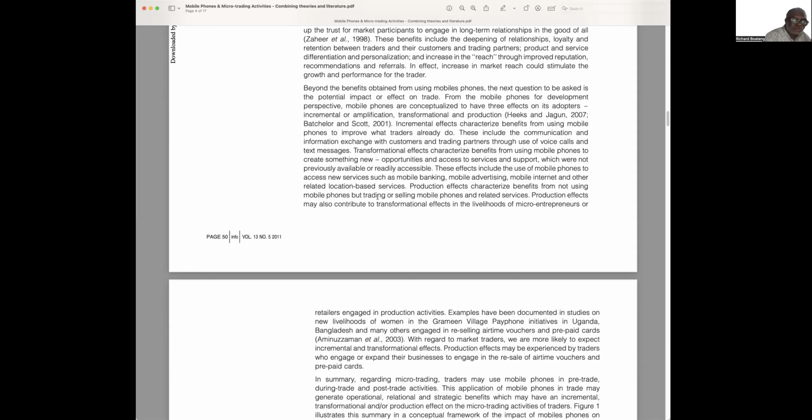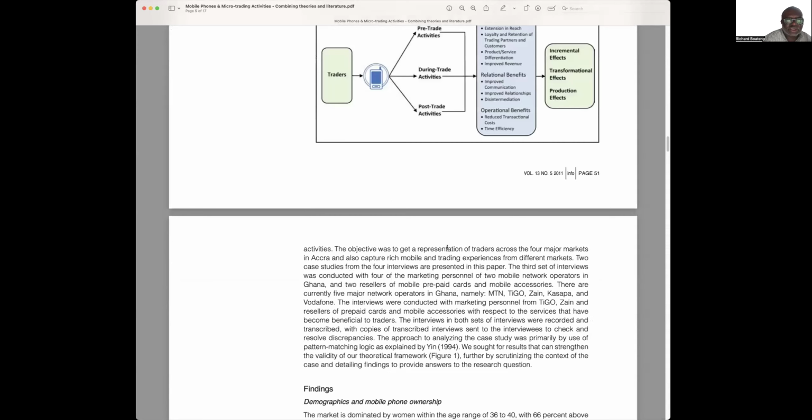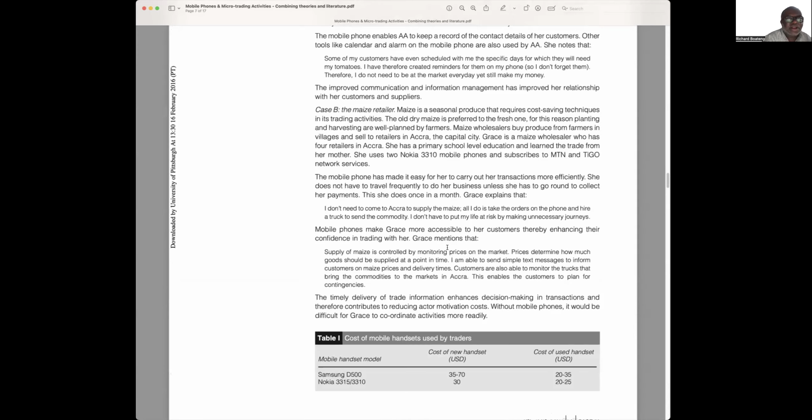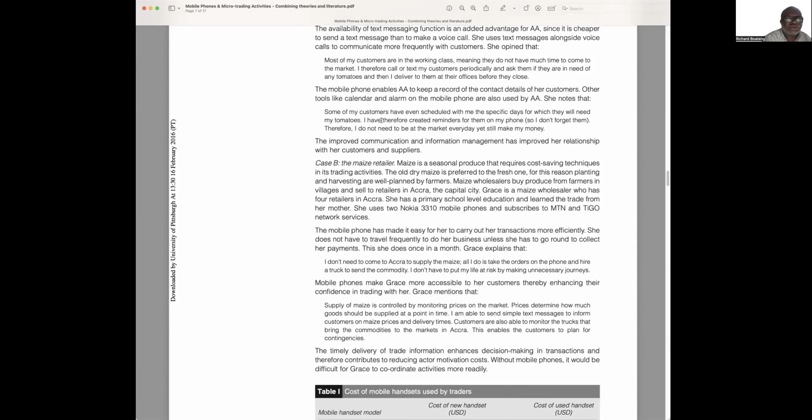And I can use it post-trade to find out whether the tomatoes you bought are in good condition or whether they are able to serve you better, whether you need more. So we saw such examples in the study. For example, look at this story here. Some of my customers have scheduled with me specific days for which they will need my tomatoes. I have therefore created reminders for them on my phone. See, so that I don't forget them.